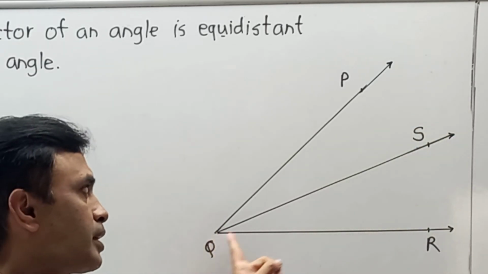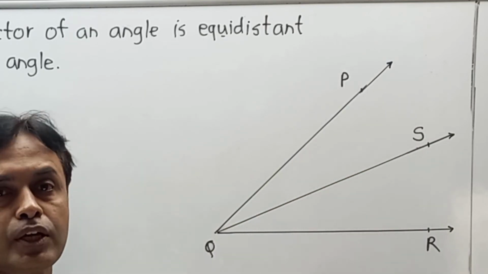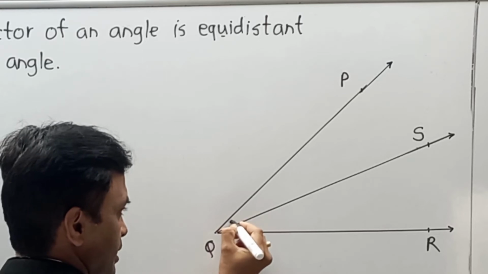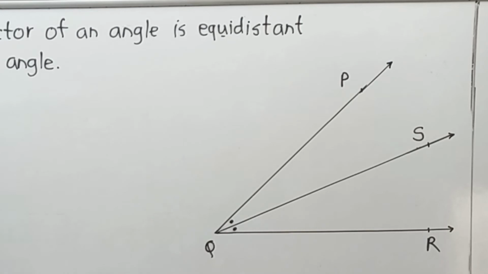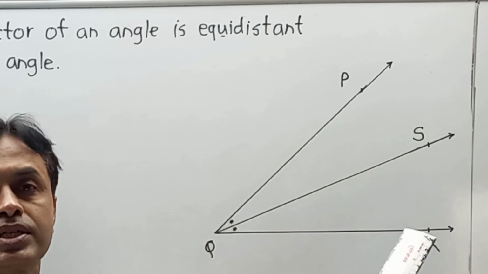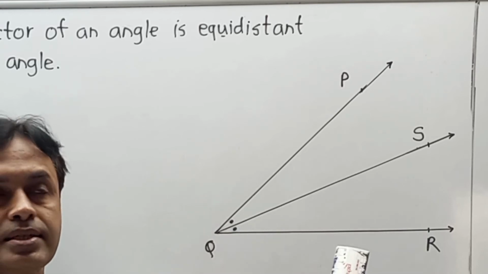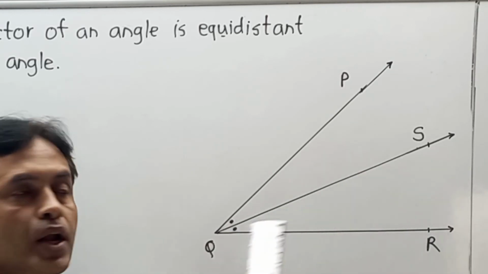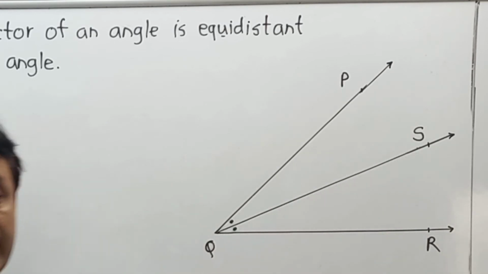Now what exactly happened? QS is angle bisector of angle PQR. Means logically you can say that this angle as well as this angle is congruent over here. Now the main part is every point on ray QS, because QS is an angle bisector, is equidistant from its two angle rays. Means any point on ray QS is equidistant from this and this, that we have to prove.